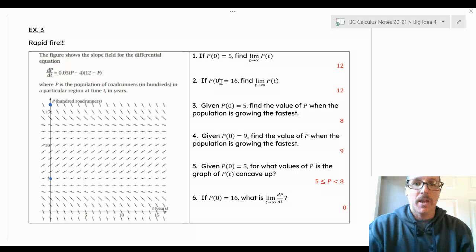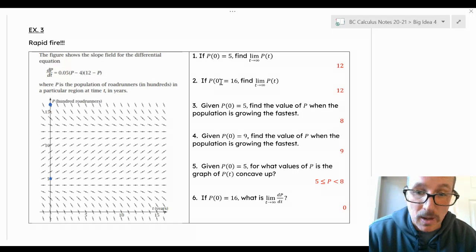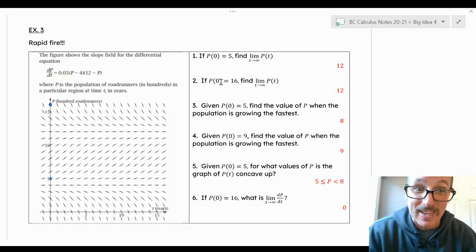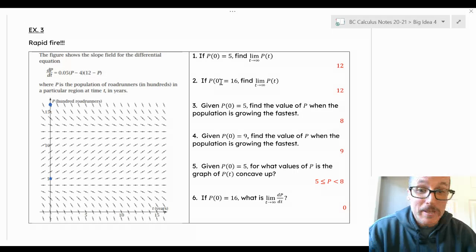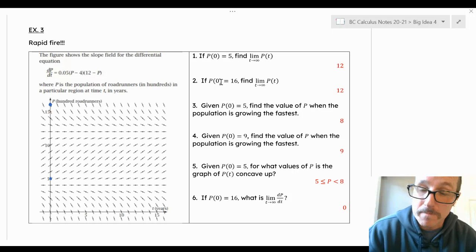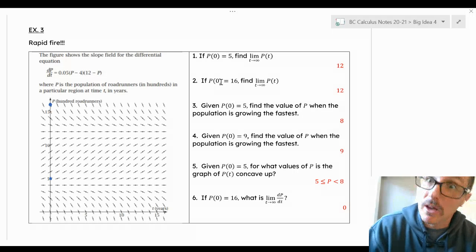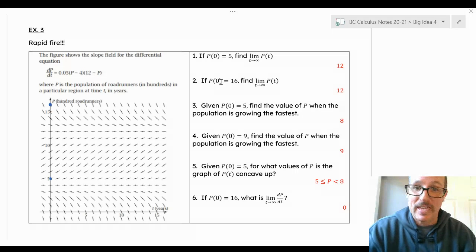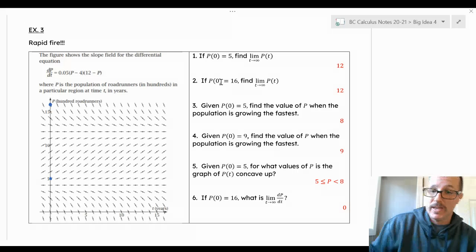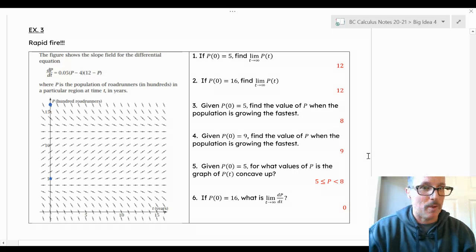All right. Number 6, if P of 0 is 16, what is the limit as t goes to infinity of dP/dt? Ooh, a little bit of a twist there because you wanted to say 12, but no, we're finding the limit as t goes to infinity of the slope. So what happens to the slope at infinity of a logistic growth curve? It approaches 0. So the limit as t goes to infinity of the slope is 0. Woo! That was rapid fire.